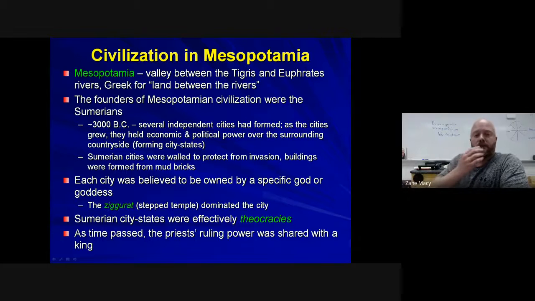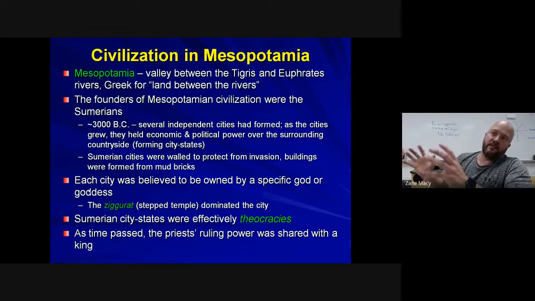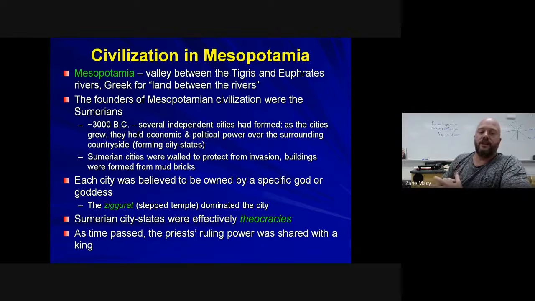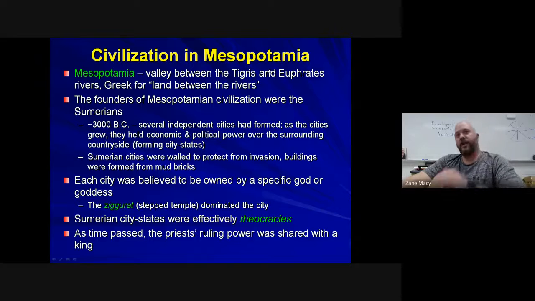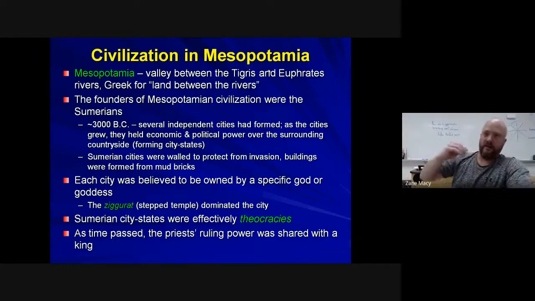One thing about the Sumerians is they believed each one of their cities had a temple, a ziggurat, in the center of the city, something similar to a step pyramid. And they believed that every city was basically controlled by a specific god or goddess. They believed that that god or goddess lived at the top of that step pyramid. And no one was allowed to go into the dwelling on the very top of the ziggurat except for the high priest.